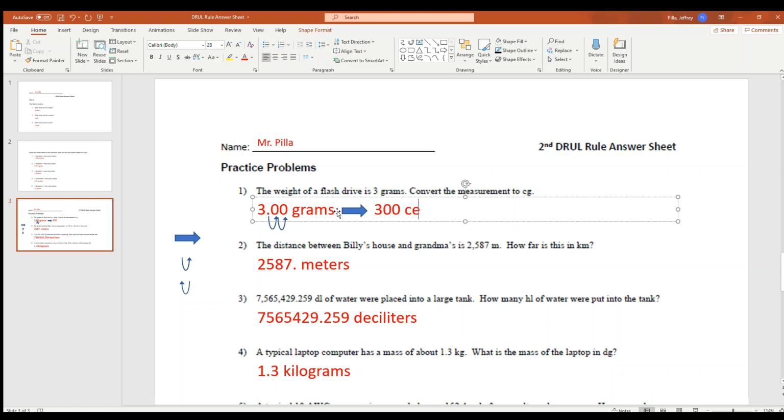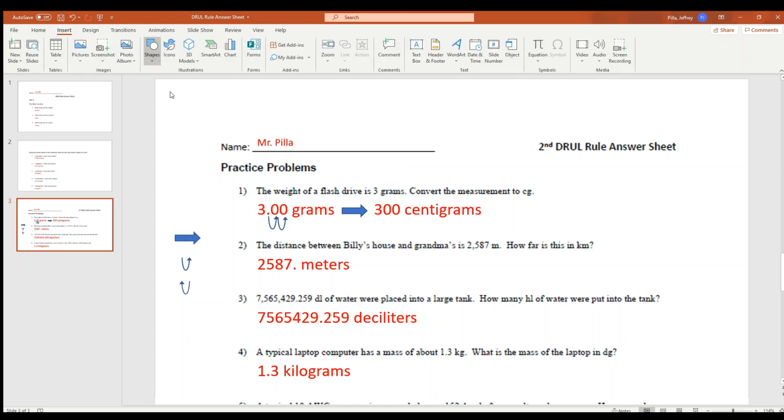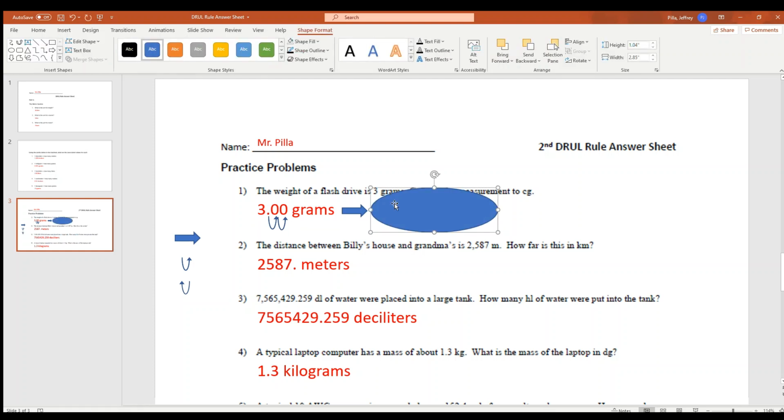And what is our units? Centigrams. Okay. So our final answer is 300 centigrams. And again, I'm going to circle the answer so that way you know what the answer is. There we go. Perfect.